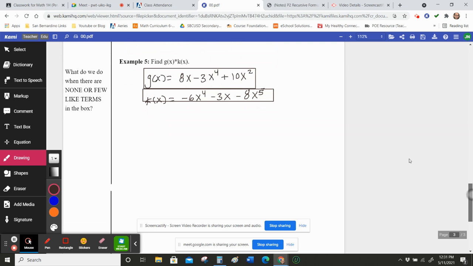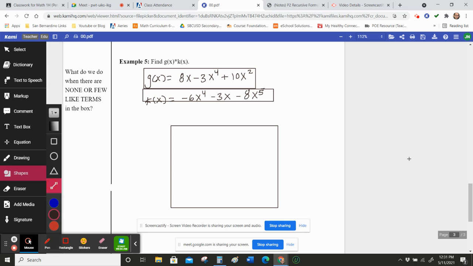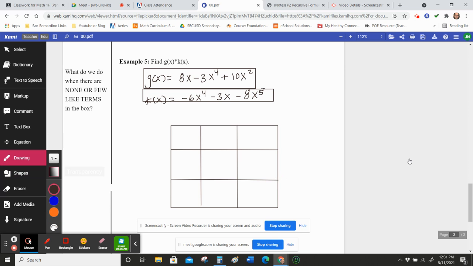So we're going to draw a box. It's going to be a 3 by 3 box for us to be able to multiply this. So let's make that nice and big because this is our last example anyway, so no need to save space. Okay, if we write this out, we're going to get 8x minus 3x to the power of 4 plus 10x squared on one side, and then negative 6x to the power of 4 minus 3x minus 8x to the power of 5. Let's multiply this out and see what we get.